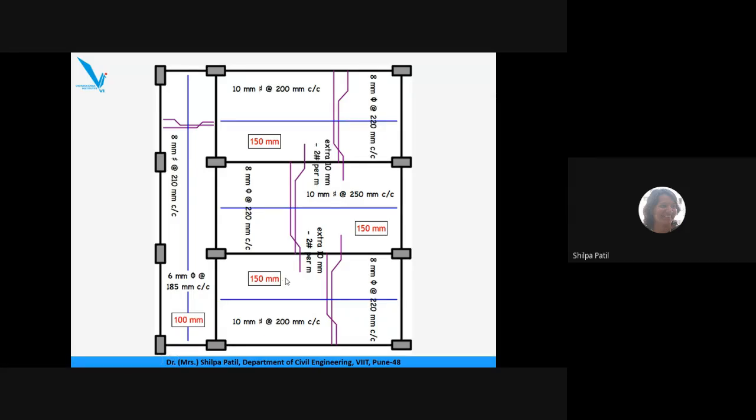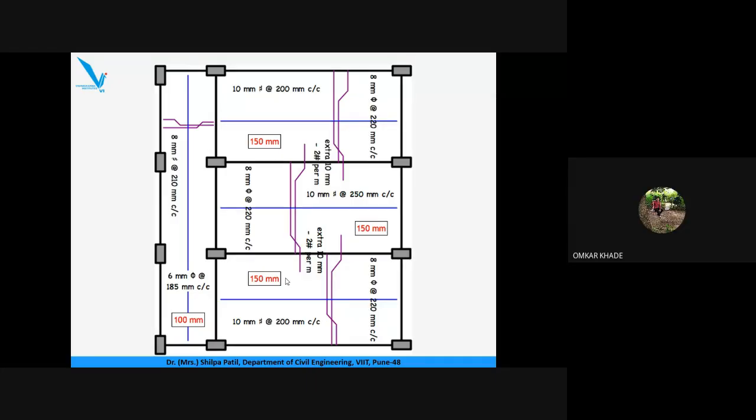Is it clear? In the examination also you are supposed to draw these diagrams, and in the sheet also you are supposed to show the detailing. This is called reinforcement detailing, and the reinforcement detailing should be done according to SP34. Is it clear to everybody?